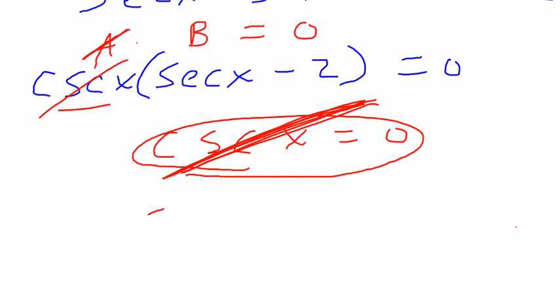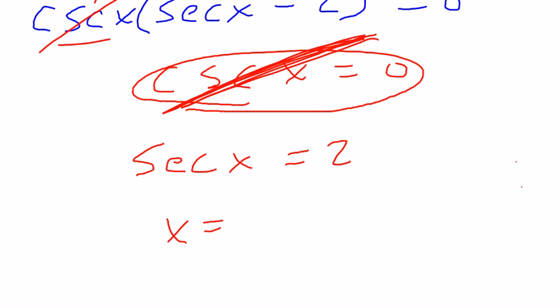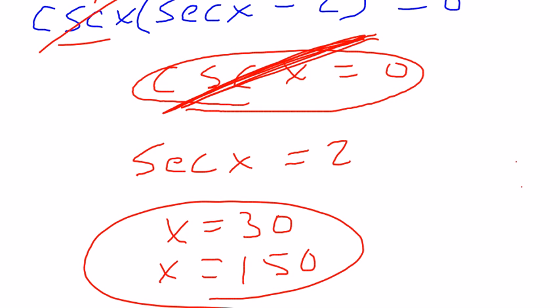So then B must be true. Secant of x equals 2. When does that happen? That happens at 30 degrees, and again at 150. So these are your two answers for this problem that work.